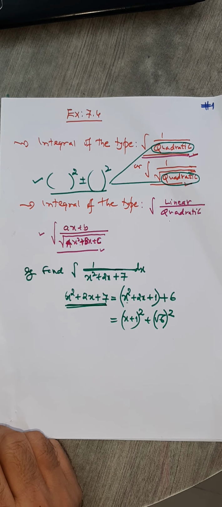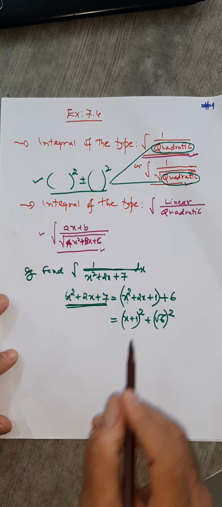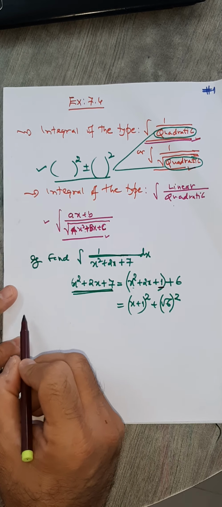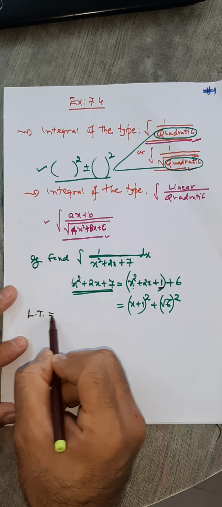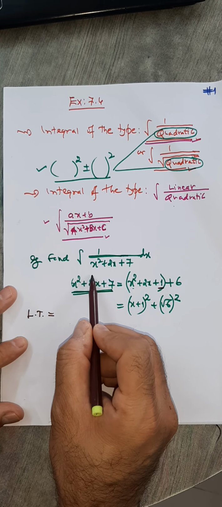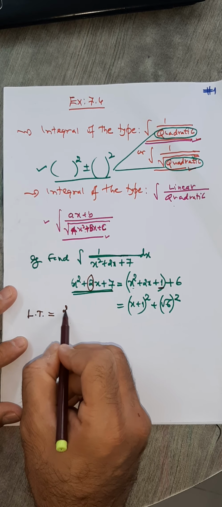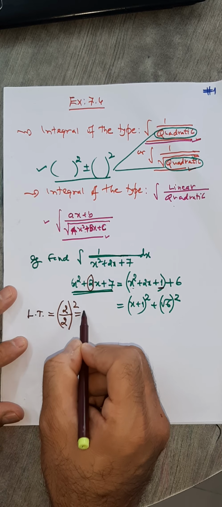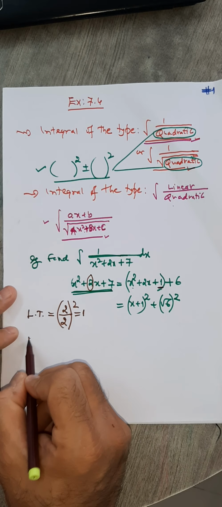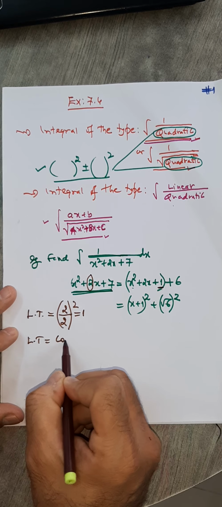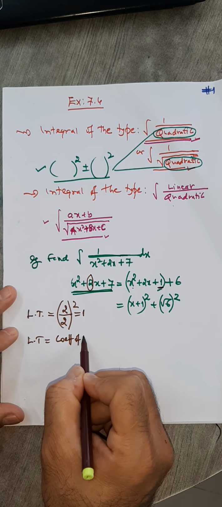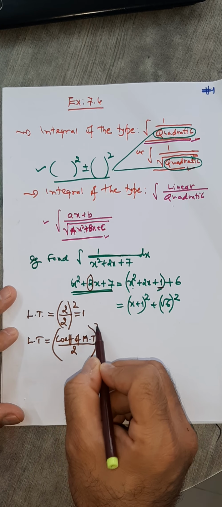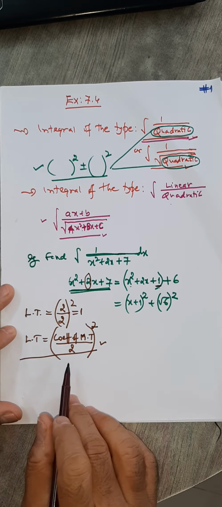Every quadratic can be expressed as a sum or the difference of the two perfect squares by just rearranging the last term. How do we get this last term? This is the formula you might be knowing. LT, last term, equals the coefficient of the middle term, 2 here, upon 2 always, and then whole square, equals 1 here. So that's why I wrote this. Last term equals coefficient of middle term by 2 the whole square. You might have studied earlier. This is the formula for last term.